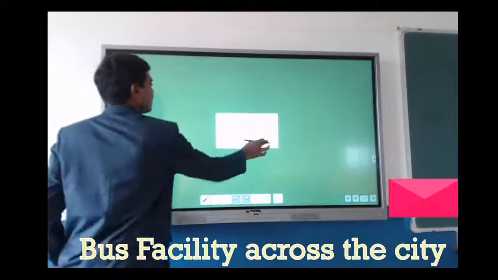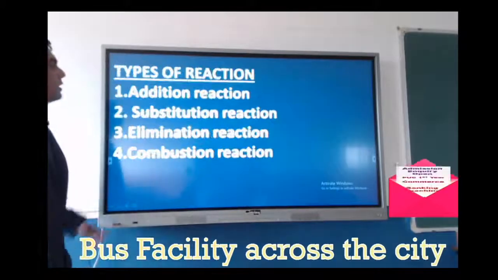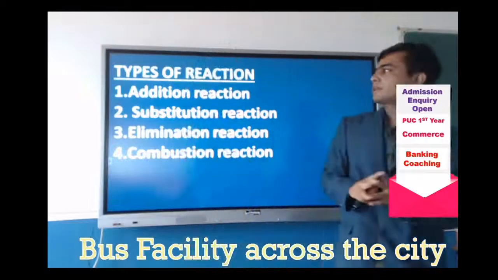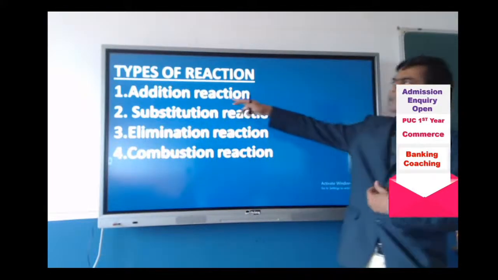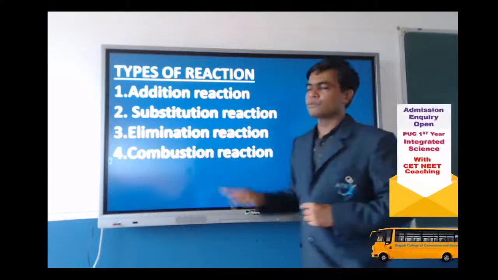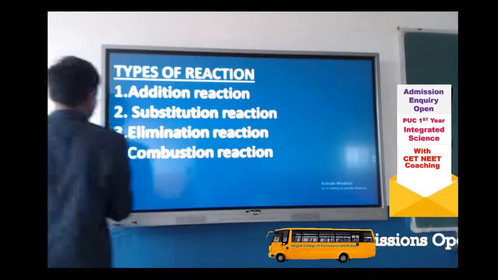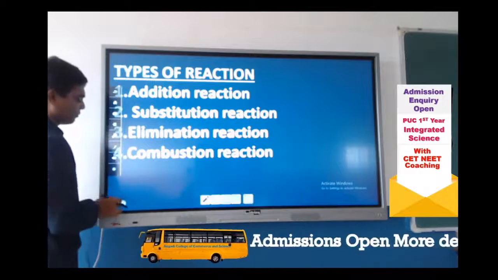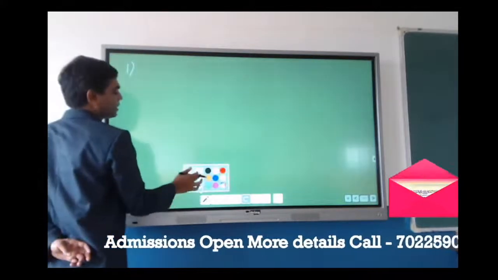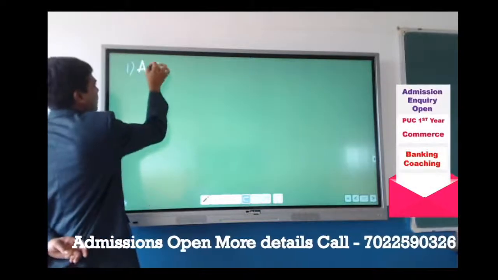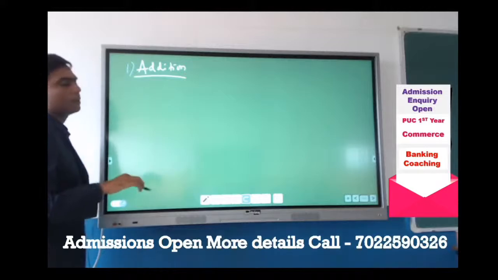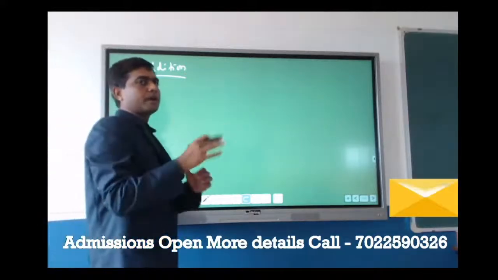Okay. So now we will move to the other concept called types of reactions. When you come to organic chemistry, there are many reactions. First one is addition, second one is substitution, third one is elimination, fourth one is called combustion. So I will give you one example for all the reactions. First we go with the addition reaction. In an addition reaction, what we are doing is adding some new compound but not removing or substituting any compounds.